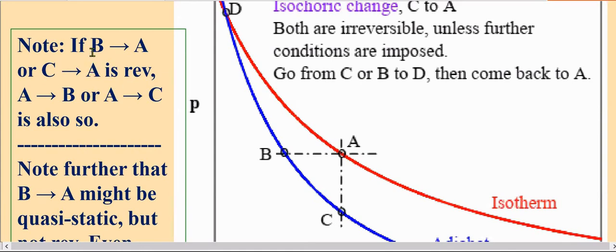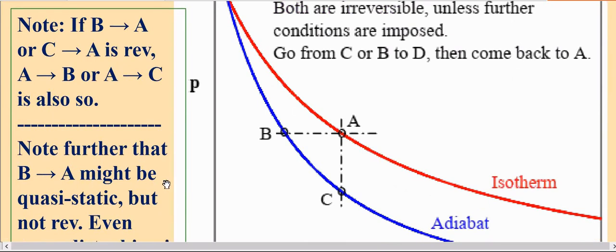Now the point is, if B to A or C to A is reversible, the opposite process will also be reversible. So if any one of these turns out to be irreversible, then the opposite process will also be irreversible.